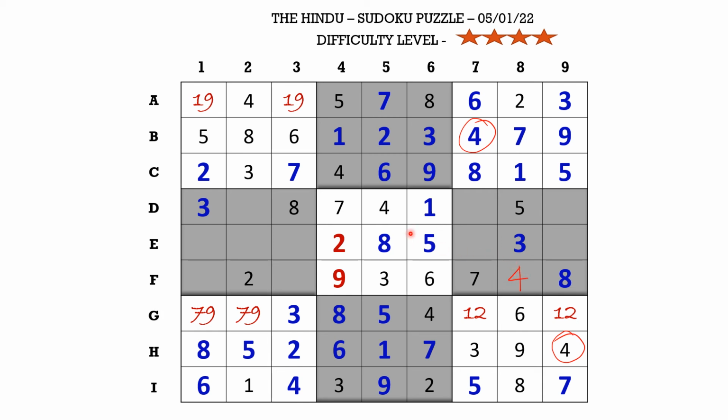Now there is a 5 in row E and 5 in row B. These two 5s block these two rows. There is a 5 in B1, which blocks here. So this cell, that is F3 takes 5. In F row there is only one empty cell and the missing number is 1.